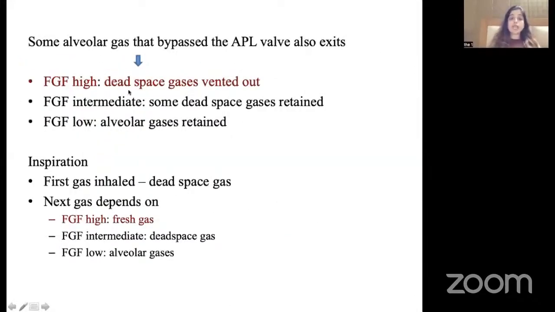Now, depending on the fresh gas flow, the other gases will be vented out. If the fresh gas flow is high, then dead space gases will also be vented out. If it is intermediate, then some dead space gases are going to be retained. While if the fresh gas flow is low, there will be rebreathing of alveolar gases also.